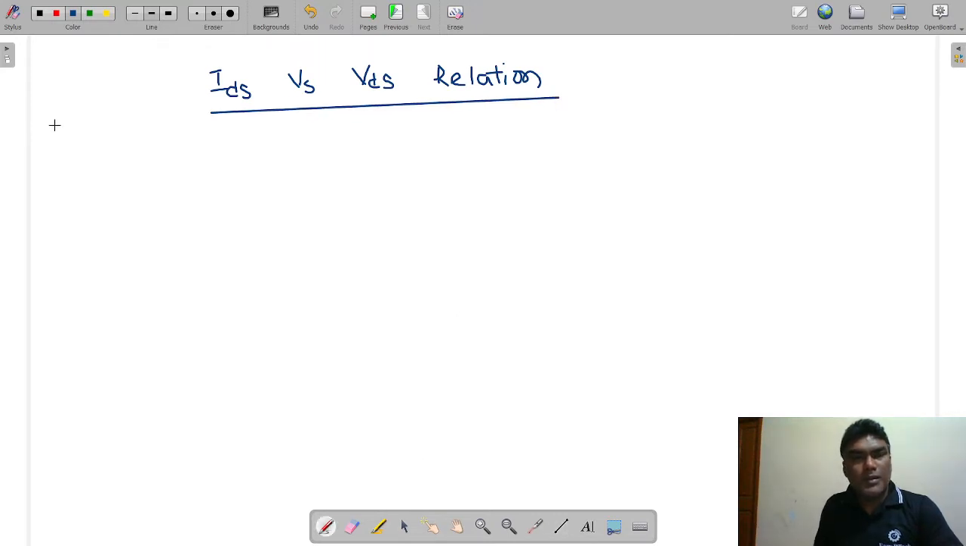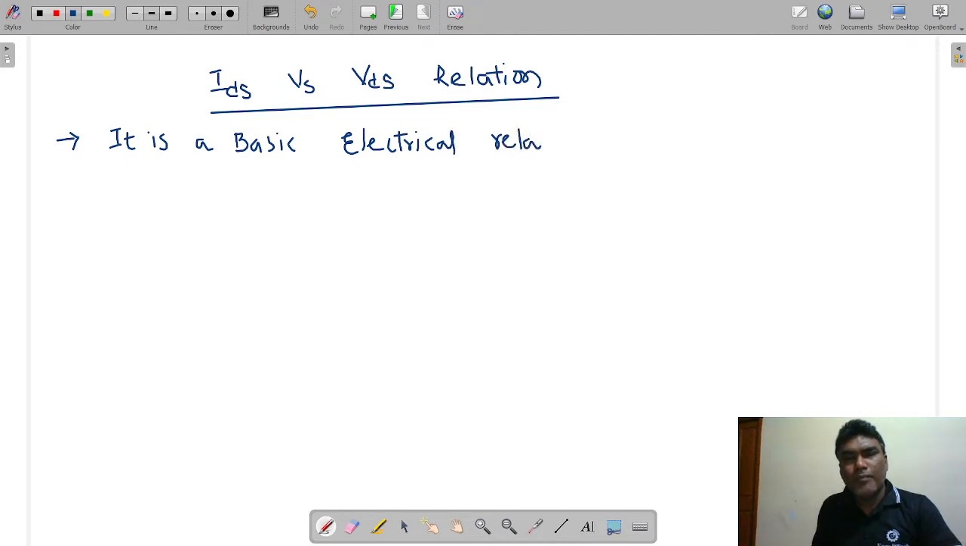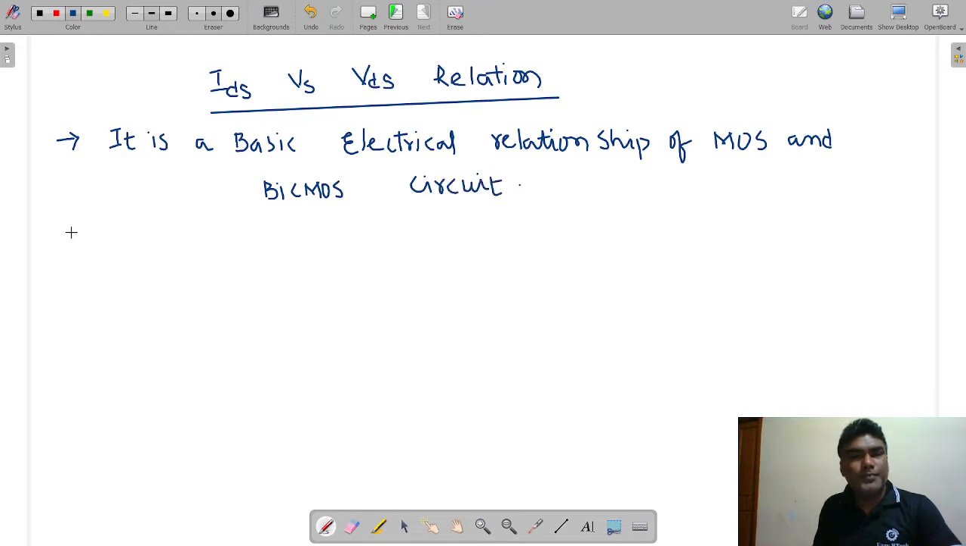It is a basic electrical relationship of MOS transistor, in MOS and BiCMOS circuits. Now, what is IDS?